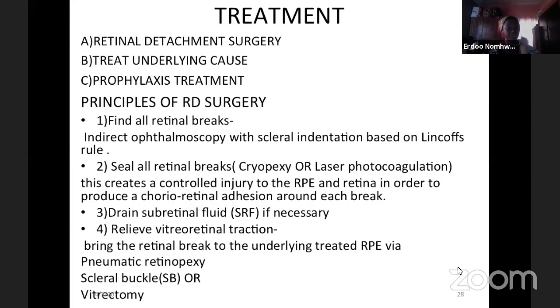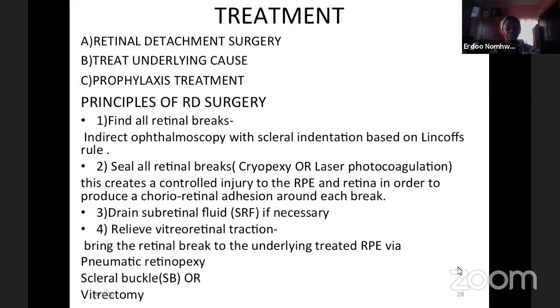So for the treatment actually, I looked at it in two ways: retinal detachment surgeries, treating the underlying cause, especially for exudative retinal detachment, and then offering prophylaxis treatment. So just to look at the principles of a retinal detachment surgery, one is expected to find all the retinal breaks, and that I can do by using indirect ophthalmoscopy with scleral indentation, like I earlier said, to help me see the periphery up to the ora serrata. And then I'll use Lincoff's rules to guide me, so I have an idea where the break is.